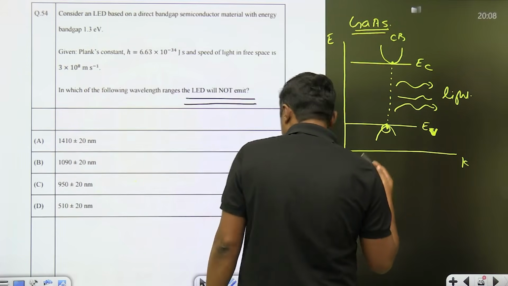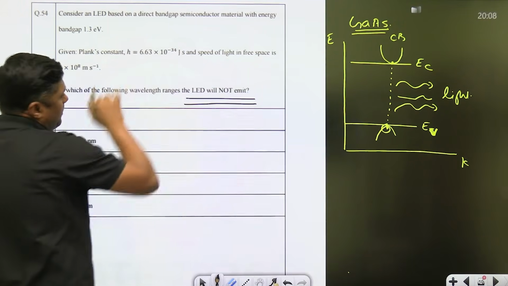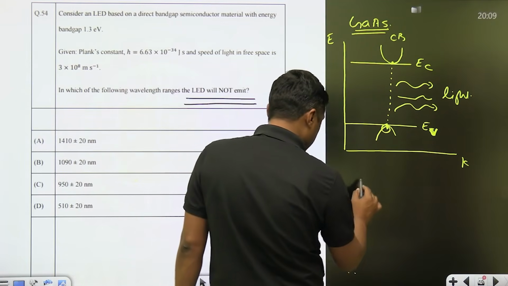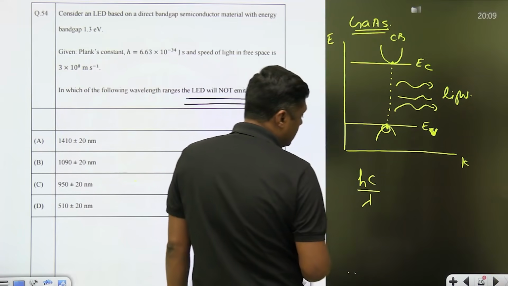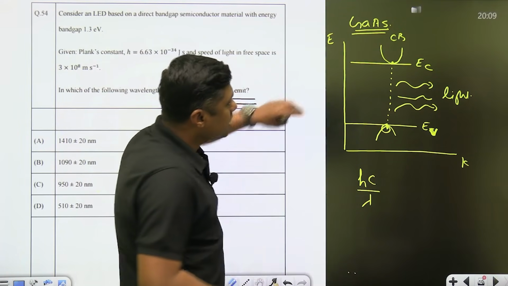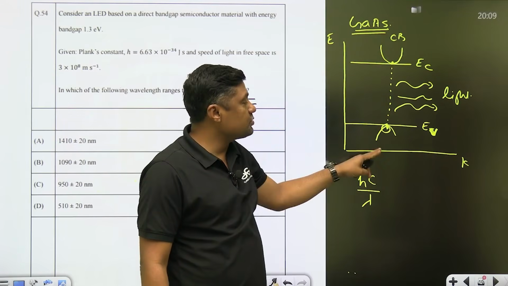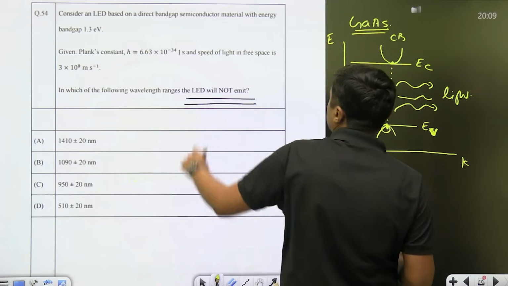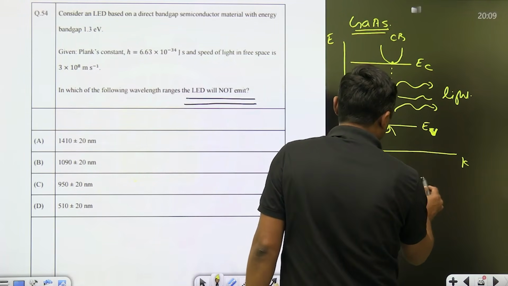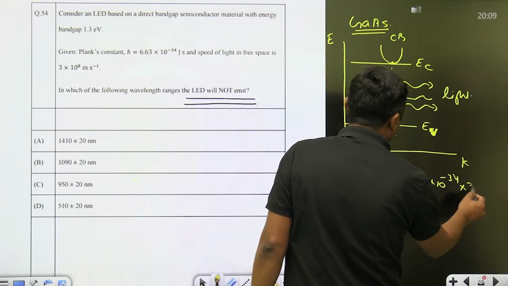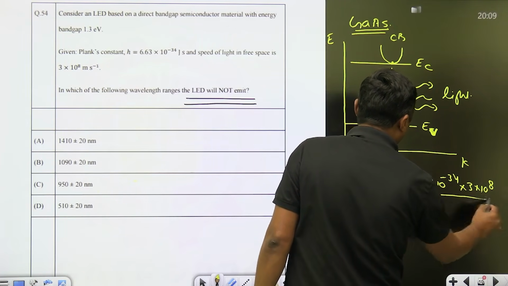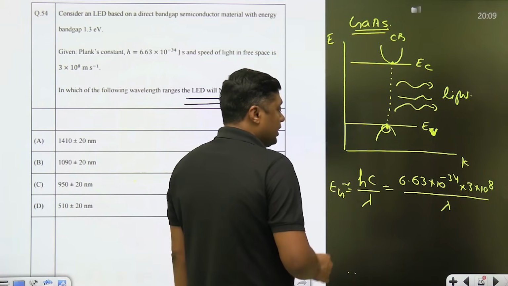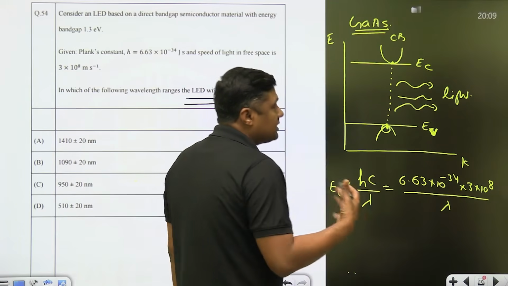Now, when we are considering in which wavelength the LED will emit, first of all, just consider I am giving you the value. This is the Planck's constant, hc by lambda. This is the energy gap. Suppose the electron switches from this point to this point, then how much energy will it give? It is given by hc by lambda. h is 6.63 into 10 raised to power minus 34, and the speed of light is 3 into 10 raised to power 8 meter per second, upon lambda, and that is nearly equal to Eg. Then you can calculate the wavelength of this light.